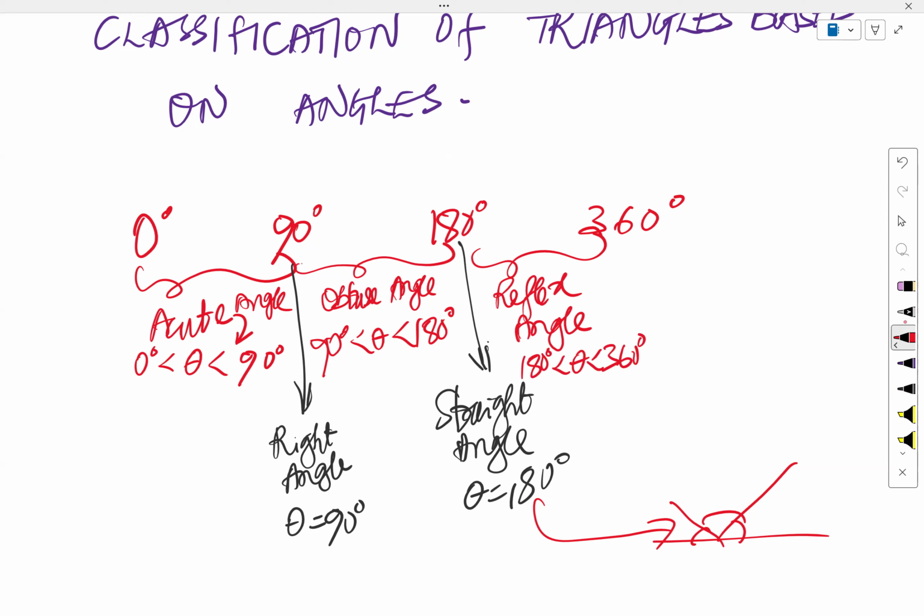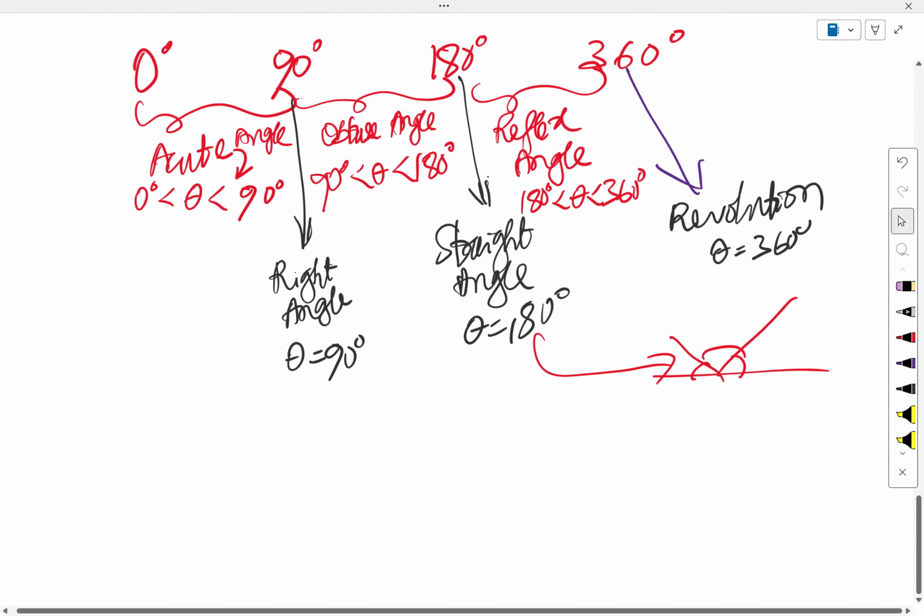So in this case now, we move down to 360 degrees, right? For 360 degrees, we say that it is actually a revolution, or sum of angles at a point. So that's a revolution where theta is 360 degrees. Now, based on these angles, we can actually have triangles too, right?